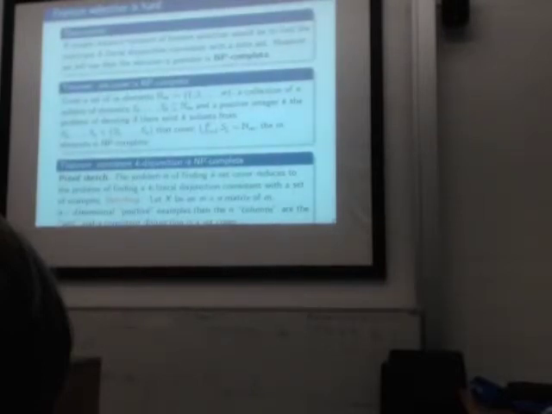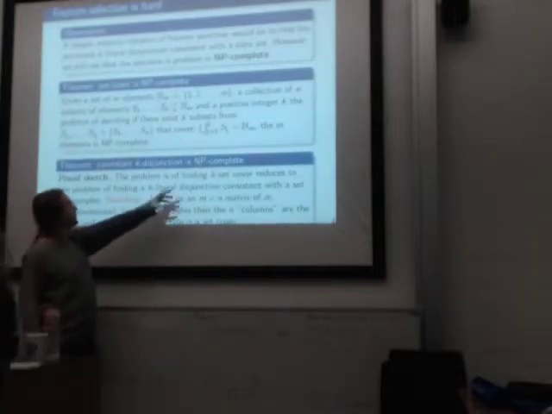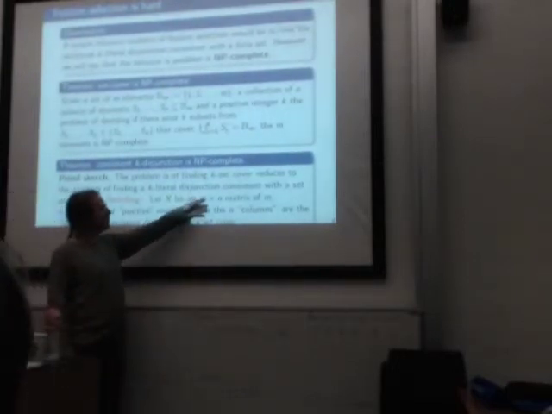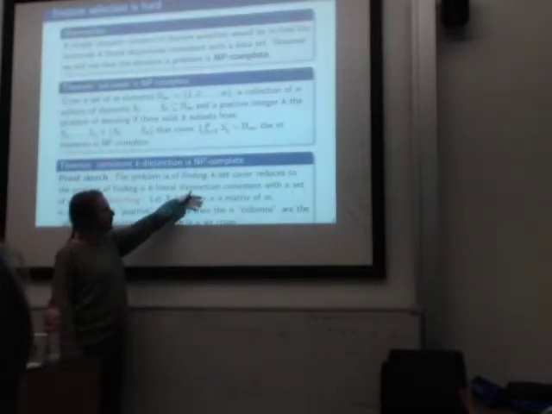We'll see this pictorially in a moment. But basically, the problem of finding a k-set cover reduces to the problem of finding a k-literal disjunction consistent with a set of examples. Not exactly the way you first think, but I'll illustrate with a picture. But basically, we have our standard data matrix, so we have m instances of n dimensions.